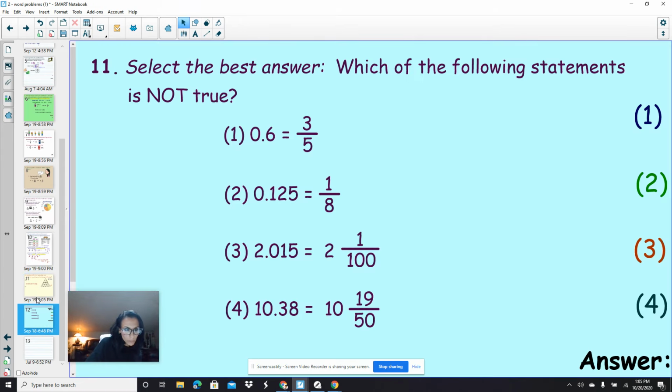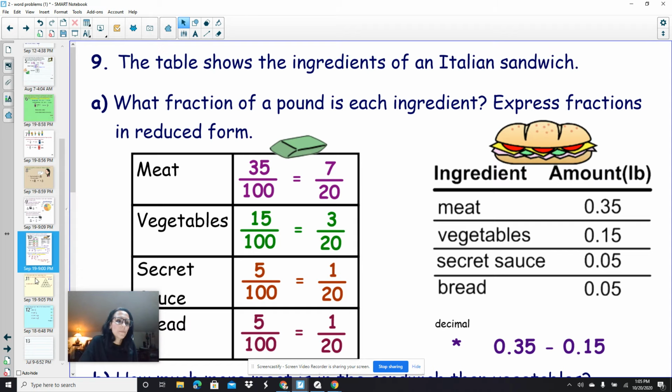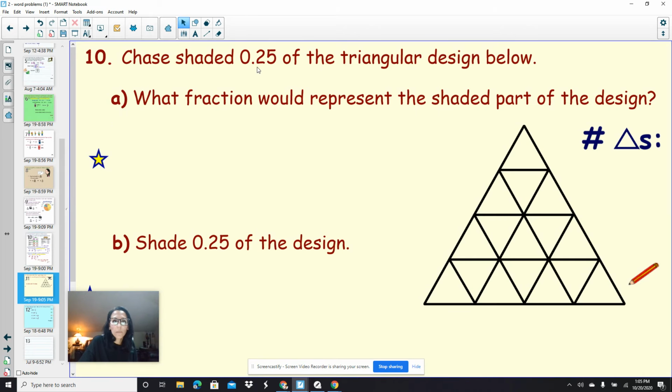All right, we got 2 more problems here. Chase shaded 0.25 of the triangular design below. So if I was going to read this correctly, it would be 25 out of 100 or 25%. So what fraction would represent the shaded part of the design?